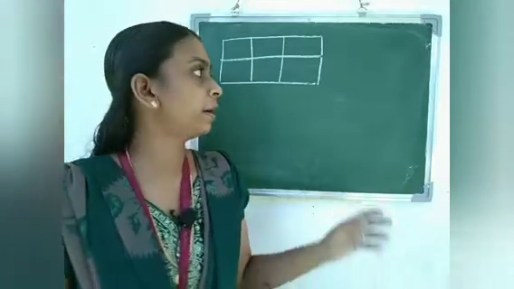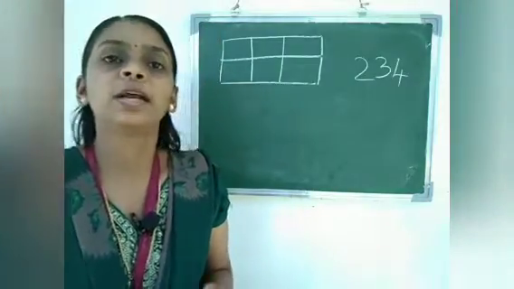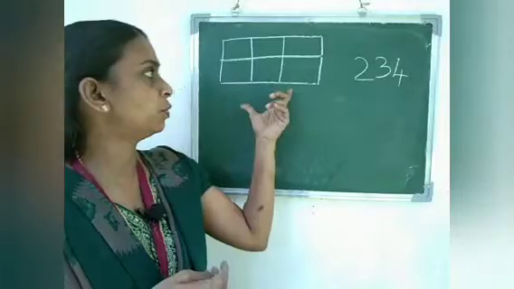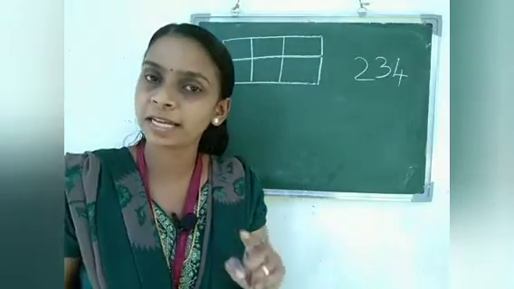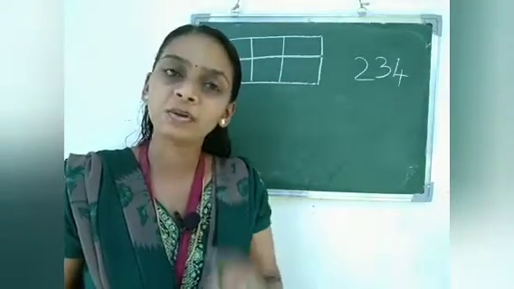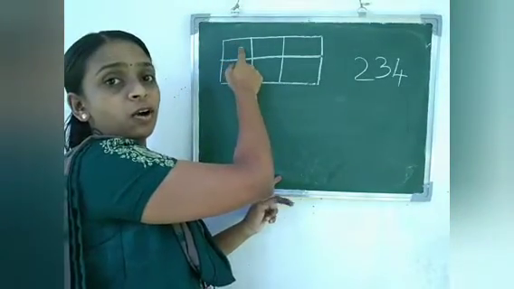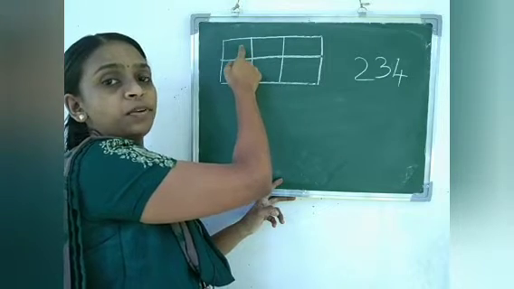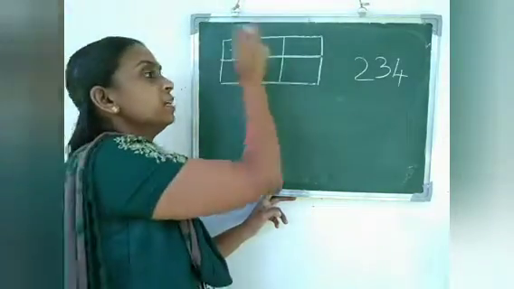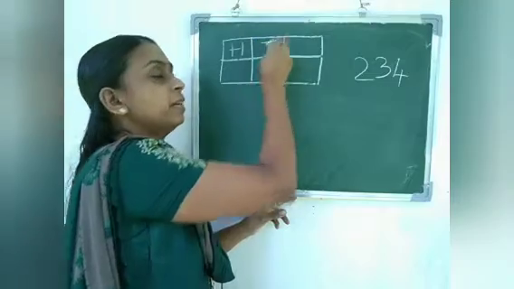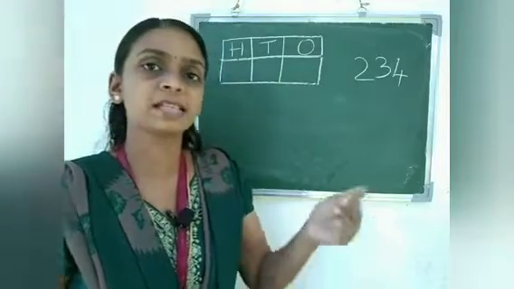To represent the number 234 on a place value chart, we have to draw a box like this, as we already studied in the first chapter, how to represent a 3-digit number on a place value chart. In the first column, what do we have to write? We have to write capital H, that is the hundreds place. Then in this column, yes, capital T. And last, capital O, the ones place: hundreds place, tens place, ones place.